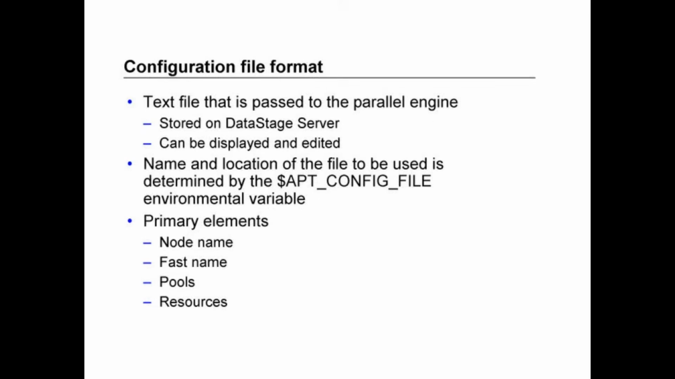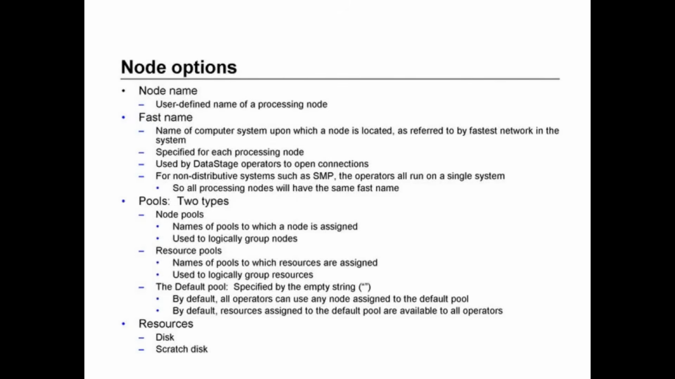Now, if we see the structure of the configuration file, we'll see that there are many elements in it. We have the node name. We have the fast name, and the number of logical nodes defines the number of partitions. Then for each node name, we'll have a fast name. We'll have some pools defined, and we have some resources allocated to these nodes. So we'll see what each one means.